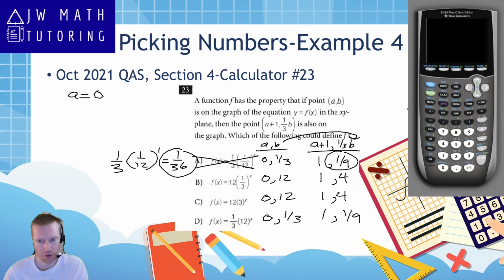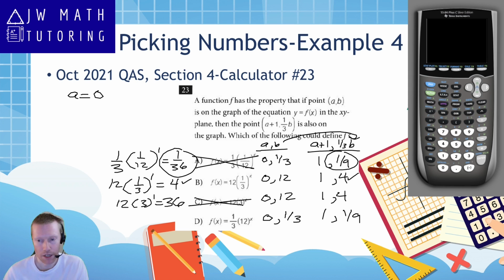For the second answer choice, I just take 1, I plug it in, and I get 12 times 1/3 to the first, which is 12 times 1/3, or 4. Notice that does match, so this is possibly the answer choice. Then for C, I take 1, I plug it in, I get 12 times 3 to the first, which is just 12 times 3, or 36. 36 does not match 4.